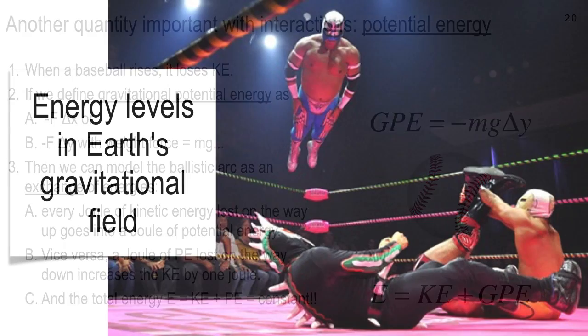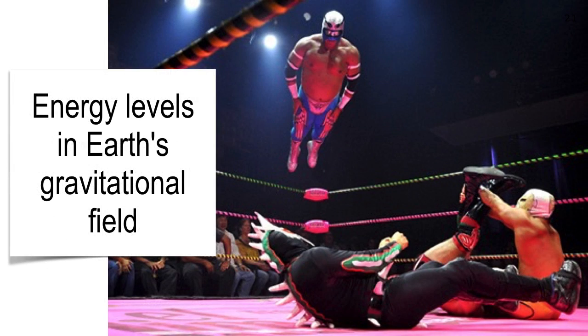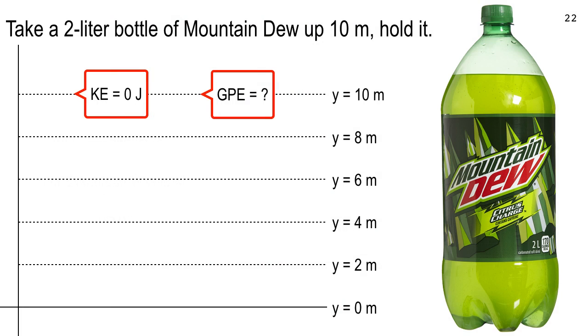So let's talk about energy levels in Earth's gravitational field. Well, let's work something out a little simpler. Let's think about a 2-liter bottle of Mountain Dew. You buy one of those down at the grocery store. And let's say that you've got it up at 10 meters. So you're up on the fourth floor, or the third floor, 10 meters up.